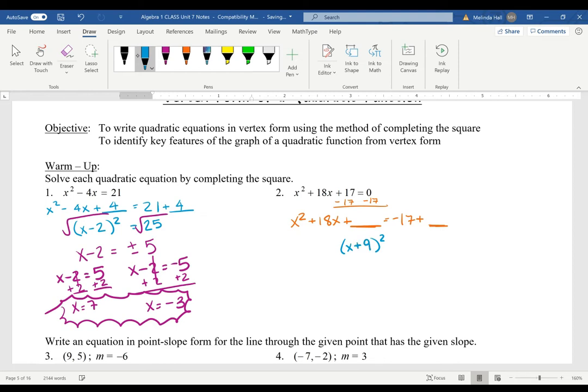And so then when I write that, that's my binomial, and if I were to square x plus 9 squared, it would give me x squared plus 18x plus 81. And I know that because it's just taking that 9 and squaring it. And so if I add 81 to the left, I have to add 81 to the right, and -17 plus 81 would give you a +64.